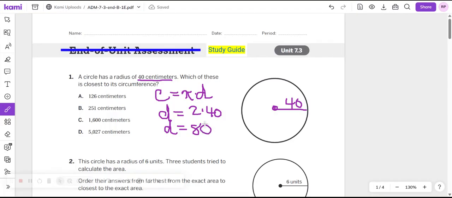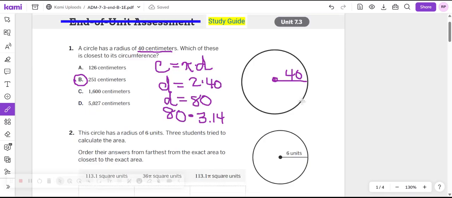80 times pi, and in this case, we can't just leave 80 pi because they're asking us for the actual number. So we want to know what is 80 times 3.14. I know 80 times 3 is 240, so this has to be the closest estimate.